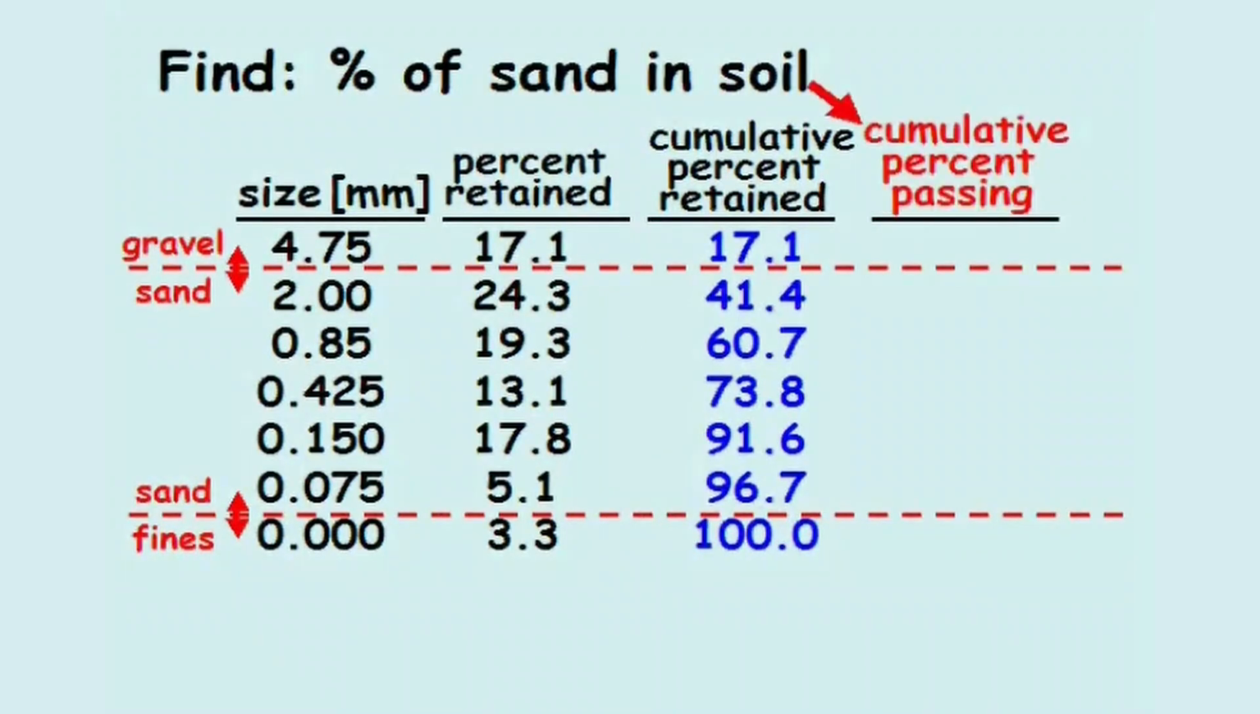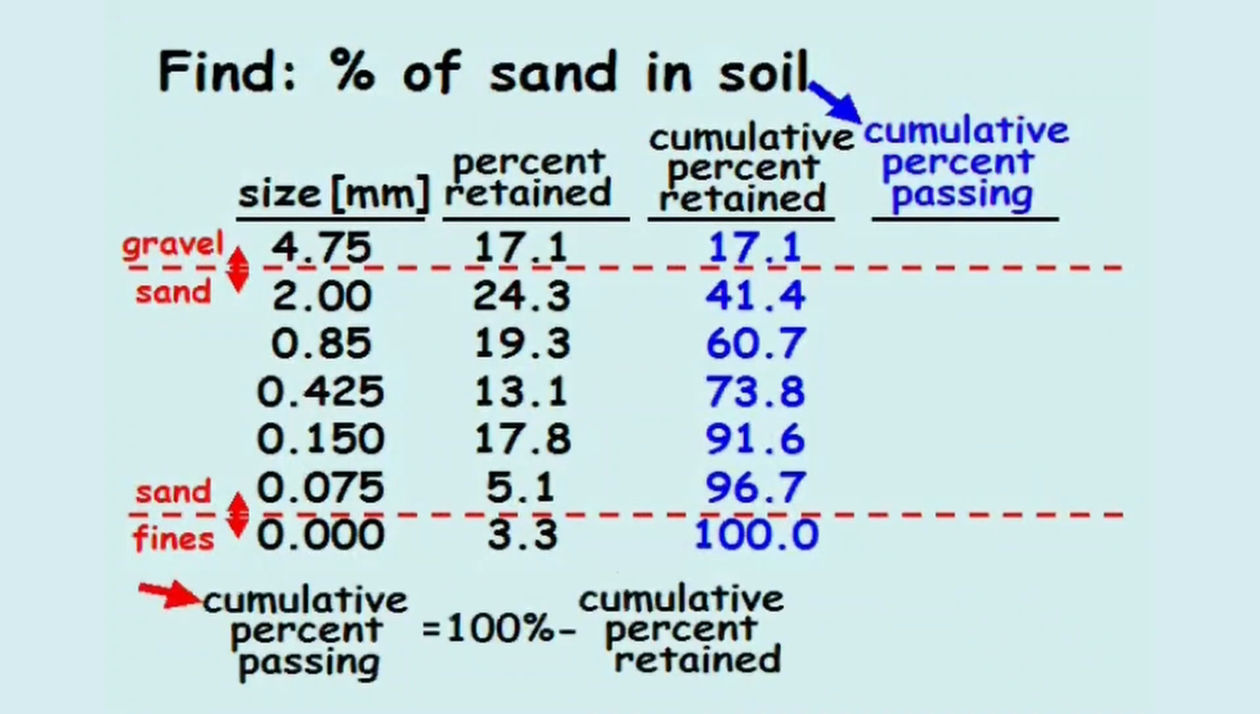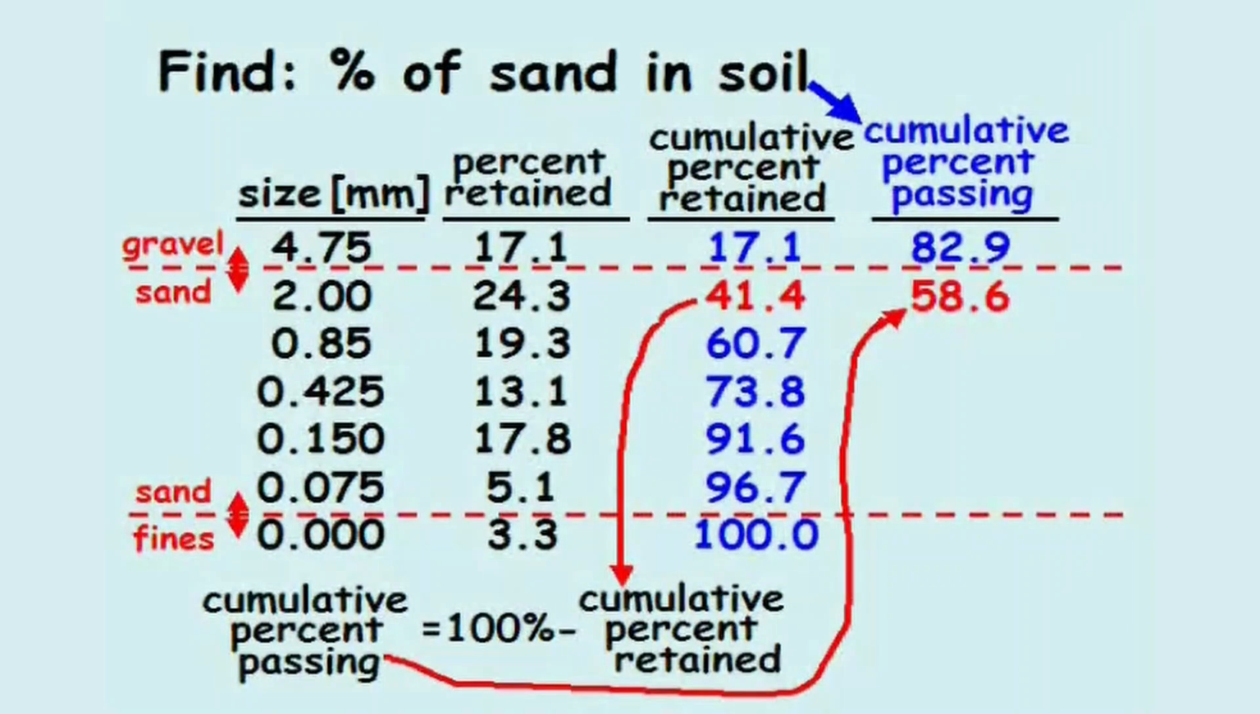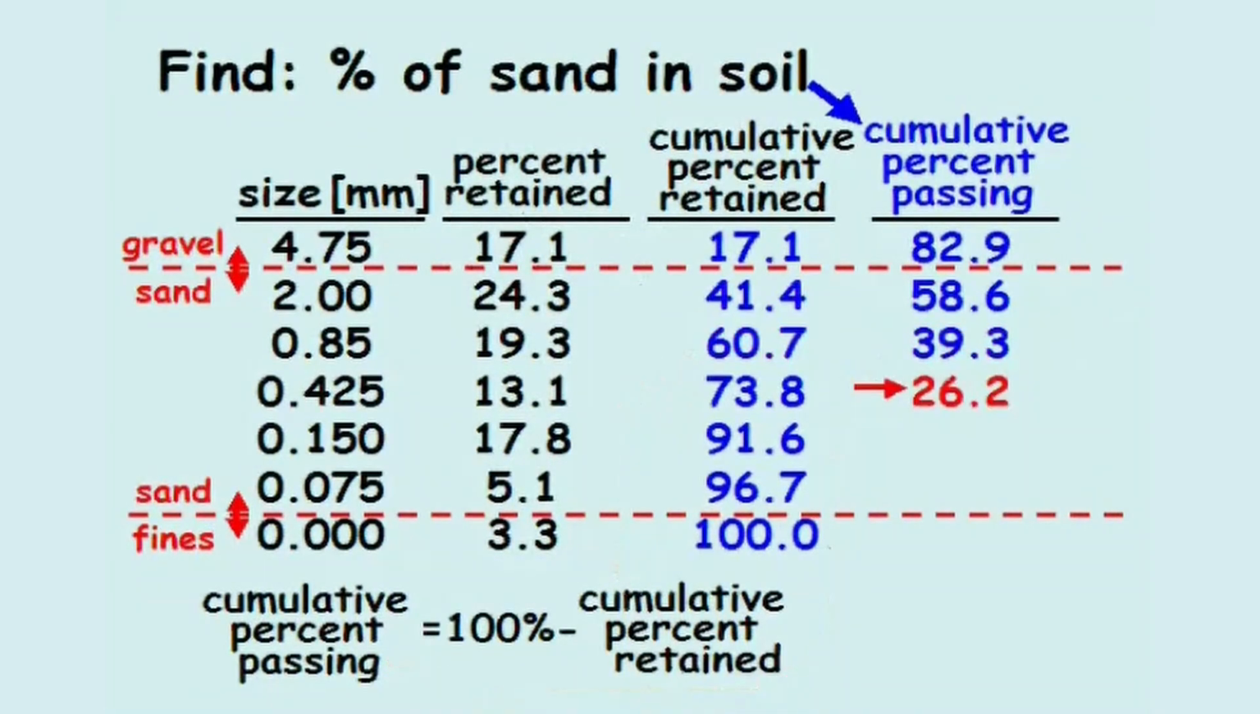Next, we add a column for the cumulative percent of mass passing each sieve, which is simply 100% minus the cumulative percent of mass retained on each sieve. For our first sieve, the cumulative percent retained is 17.1%. So the cumulative percent passing is 82.9%. This calculation is repeated for the remaining sieves.